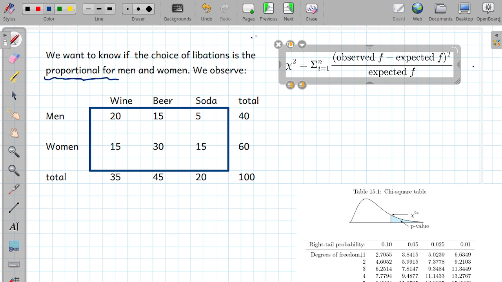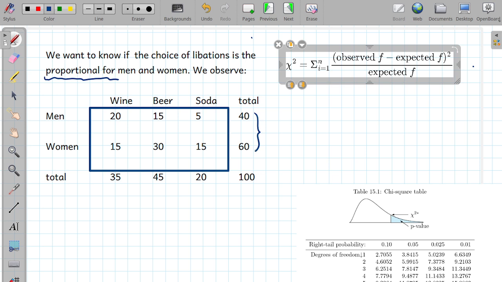Well, what do we have here? Let's look at this. I have 40 men and 60 women, which means we expect 40% of the observations to be male and 60% to be female or women, right? So if the observations match that, then we can say that we have proportional distribution. And if they don't, well, then we reject that hypothesis.